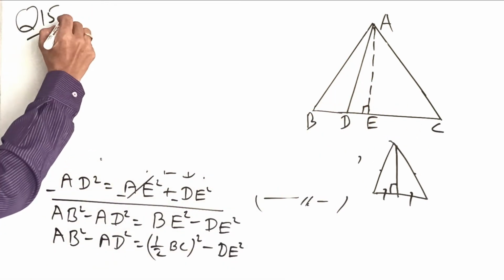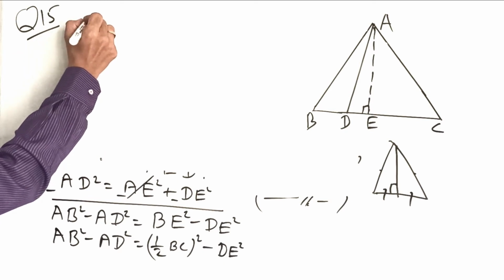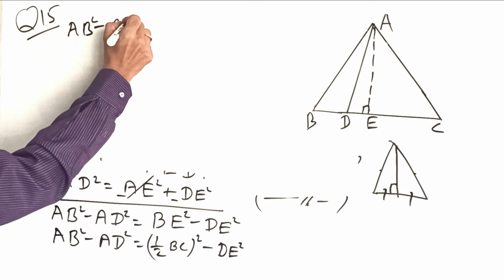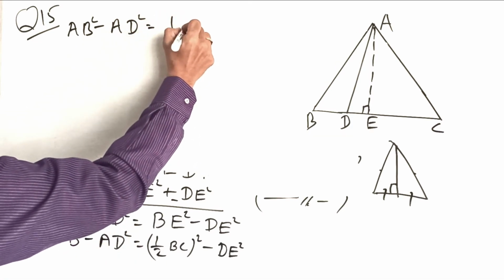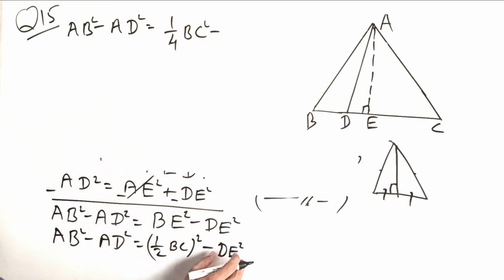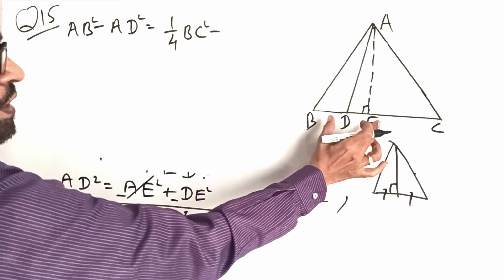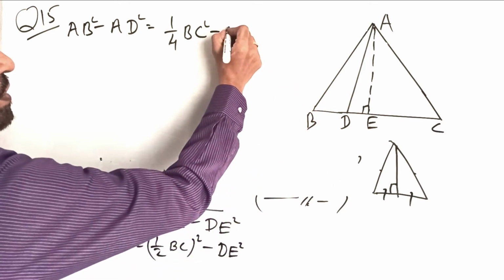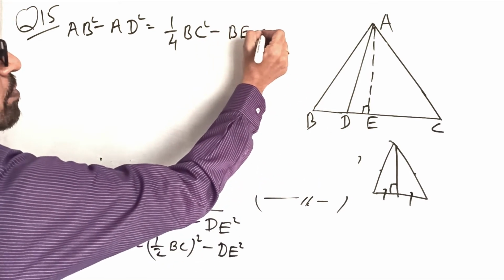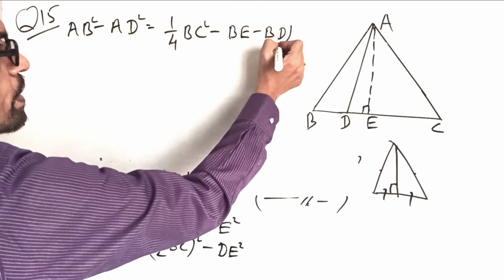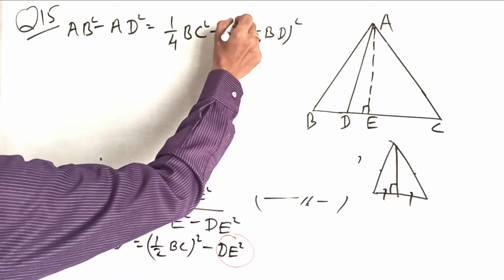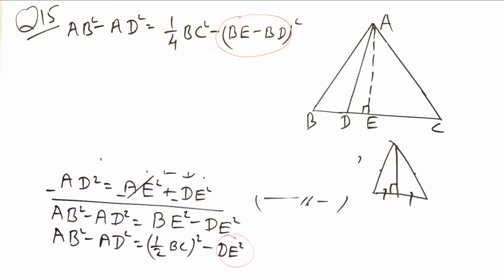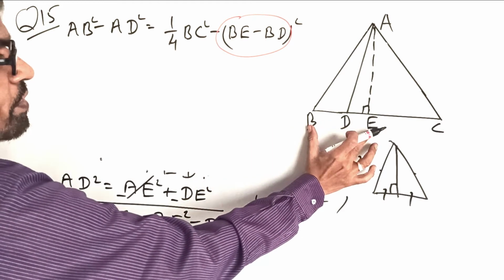So this will be AB square minus AD square is equal to 1/4 of BC square minus DE square. DE geometrically can be written as BE minus BD, whole square. Listen what I did here, you try to understand. In place of DE I have written BE minus BD. Okay student, geometrically BE minus BD.